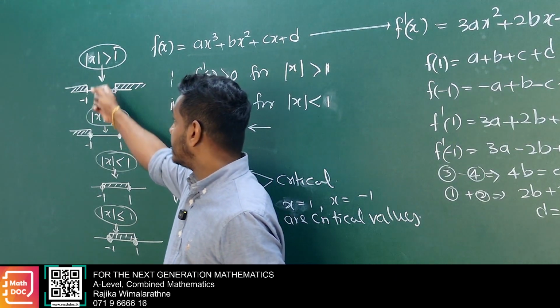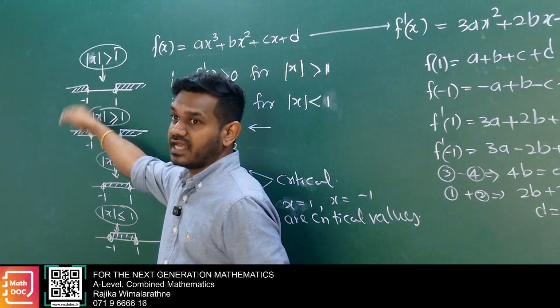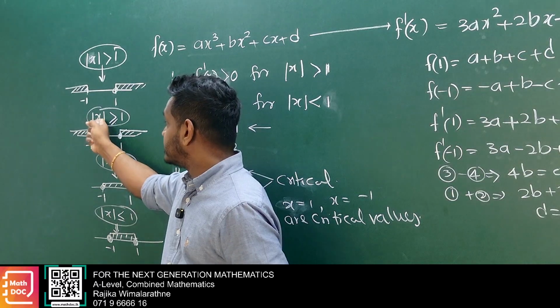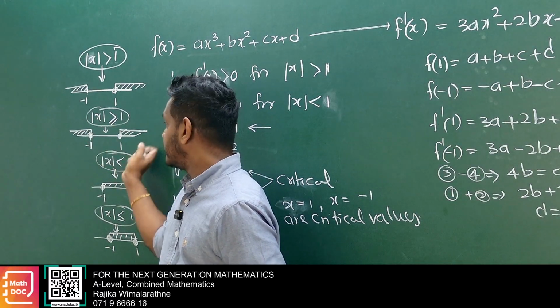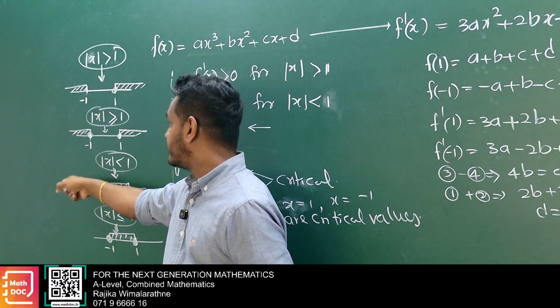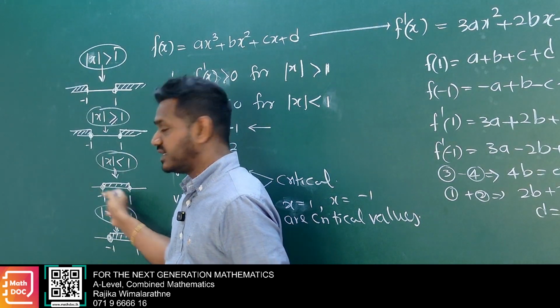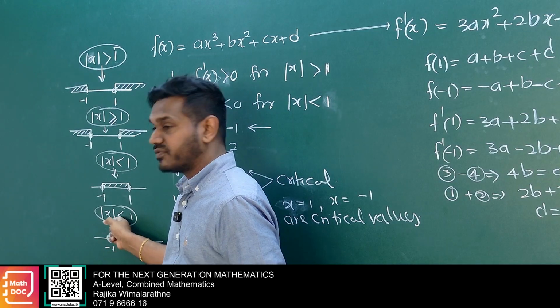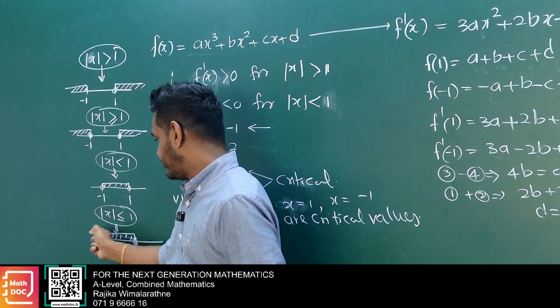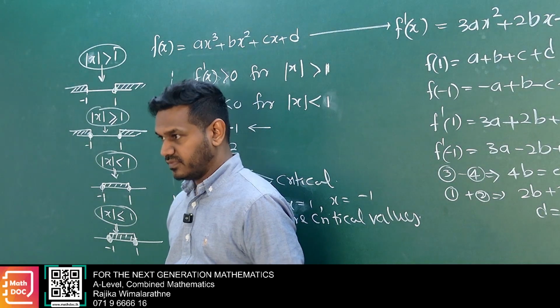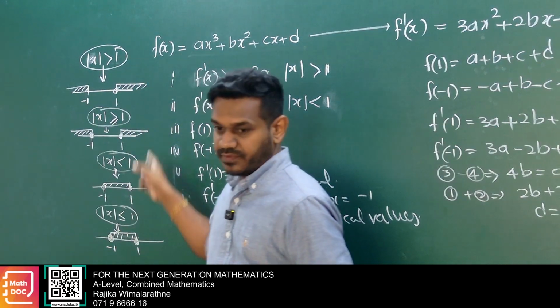So modulus x greater than 1 means greater than 1 or less than minus 1. Modulus x greater than or equal to 1 means greater than or equal to 1 or less than or equal to minus 1. Then modulus x less than 1 means within this region, and with equal, then include the values. Okay, you better note it.